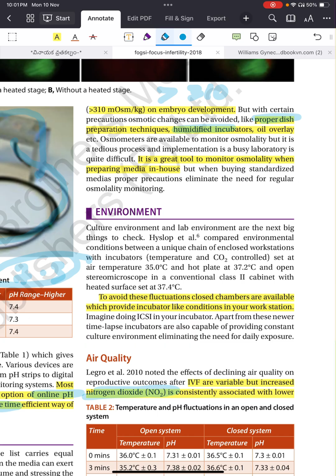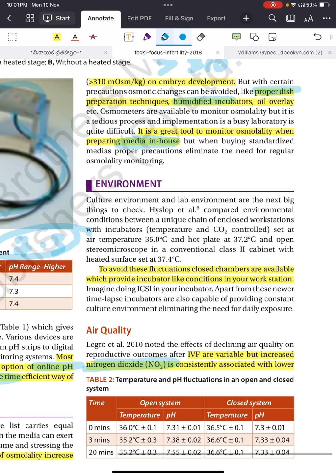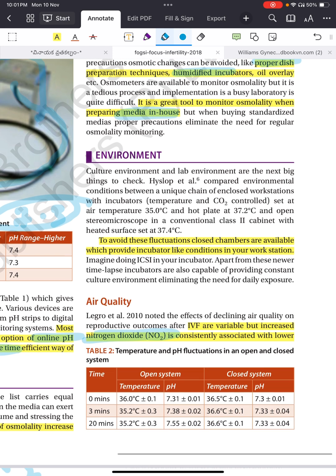Osmometers are available to monitor osmolality, but it is a very tedious process. It's a great tool to monitor osmolality when preparing media in-house. But when buying standardized media, proper precautions eliminate the need for regular osmolality checks. If we make the media in our own laboratory, then we can maintain that osmolality. Instead of buying media from outside, we should compulsorily check with the osmometer before transferring the embryo. That's about osmolality. More osmolality means decreased implantation and decreased pregnancy rates.